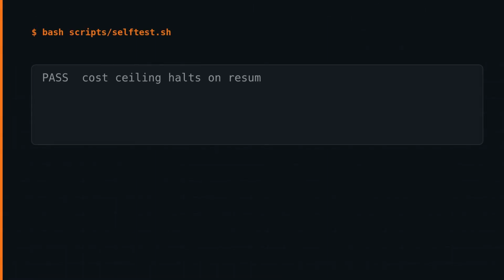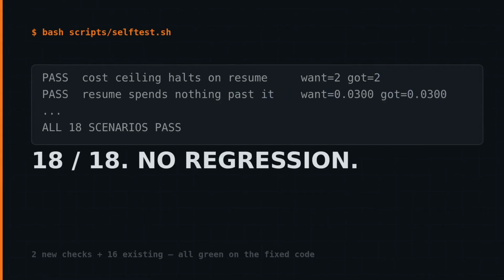But one held run is an anecdote, not a proof. The real receipt is the self-test suite. I ran it against the fixed code and all 18 scenarios pass. 2 of them are brand new, one asserts the ceiling halts on resume, and one asserts the resume spends nothing past it, wanted 3 cents, got 3 cents. The other 16 are the checks that already existed, and every one of them still passes. So the change does the new thing and breaks none of the old things. 18 of 18, green on the fixed code. That is the log I owed you, and it is checked into the repository so you can run it yourself.